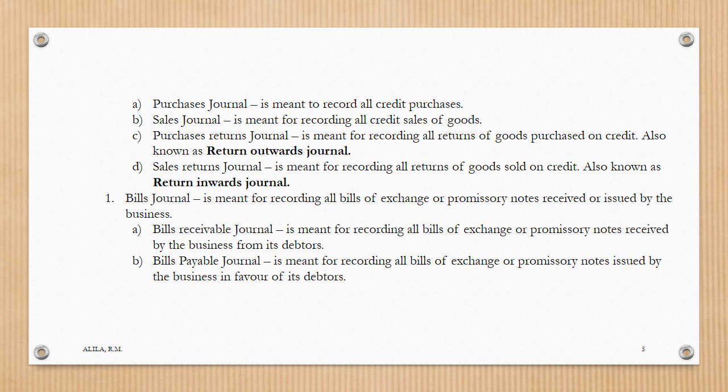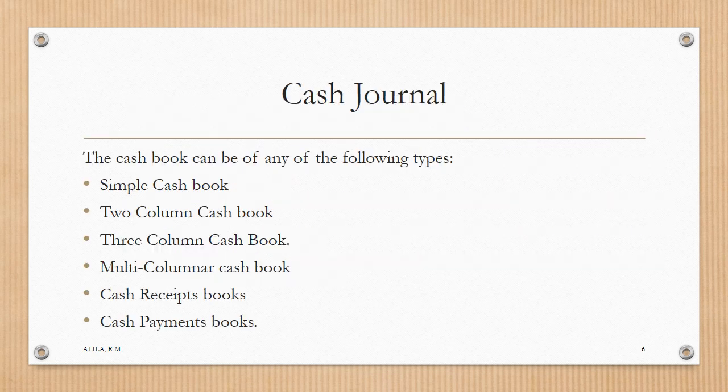We have a bills journal. This is meant for recording all bills of exchange or promissory notes received or issued by the business. So the bills receivable journal is meant for recording all bills of exchange or promissory notes received by the business from its debtors. We have a bills payable journal that is meant for recording all bills of exchange or promissory notes issued in favor of creditors.